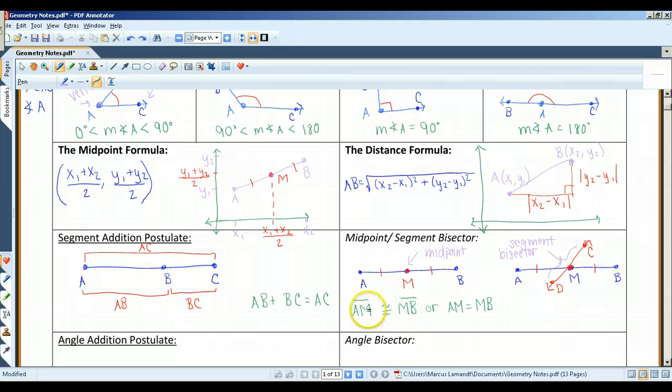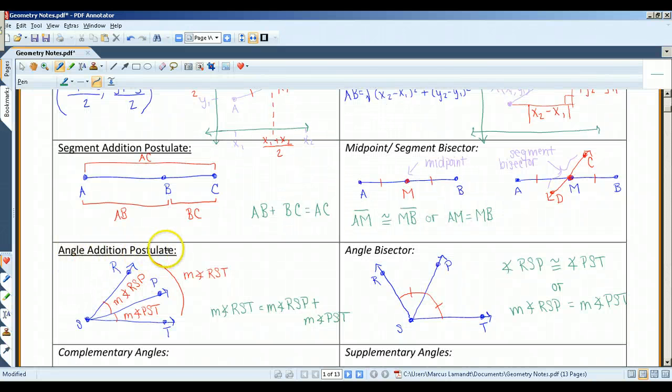Okay? If you're going to write that two segments are congruent, you're going to draw a little segment over the name of the segment that you're talking about. Okay? If you're just saying that they're equal, you don't have to draw the line overhead.